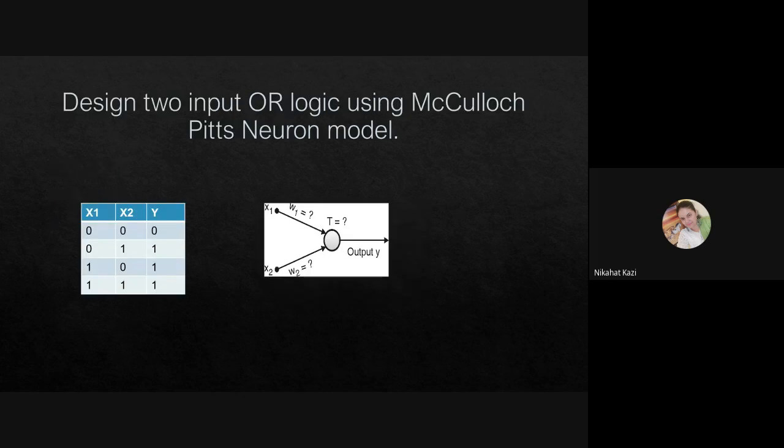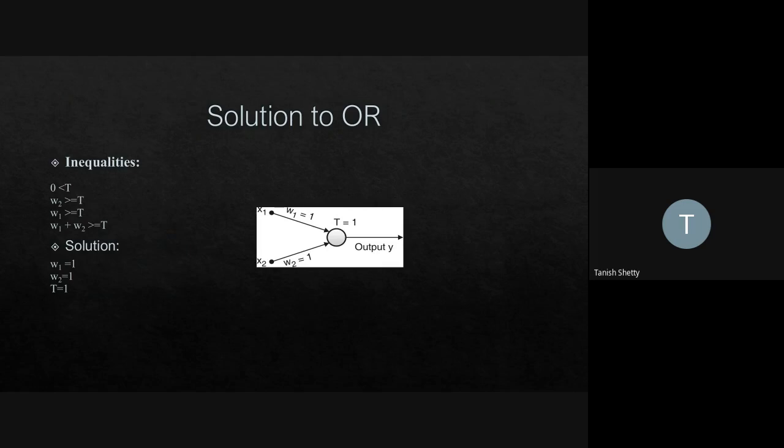Now, let us try to do it for the OR example. So this is the truth table of the OR gate. Can you tell me what will be the values of W1, W2, T? Ma'am, we could use the same answer as before, just lowering the threshold to 1. So W1 is 1, W2 is 1, and threshold is 1. Yes.